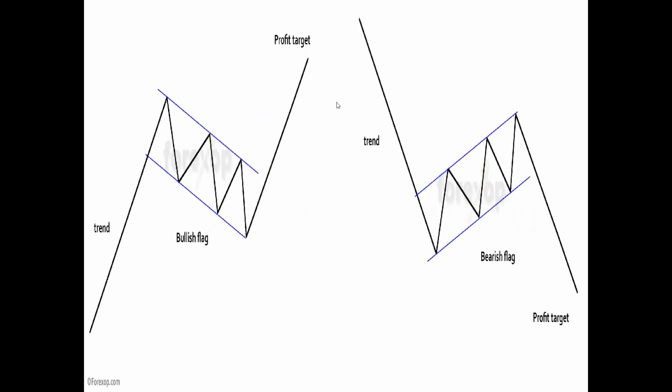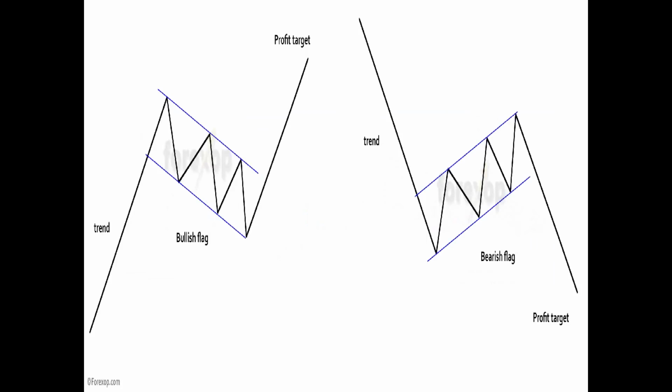Okay, these are called flags. Bullish flags, bearish flags. It's basically the same thing as a triangle, guys. The only difference is that it doesn't make the lower highs and the higher lows. What tends to happen is you're going to get something like this.